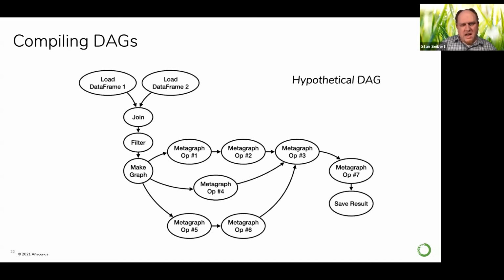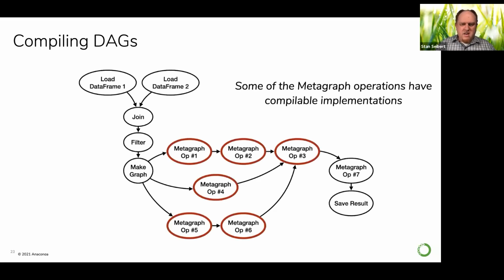So let's say we have a hypothetical Dask task graph, a hypothetical DAG, where we're loading some data frames, we're going to do some joining and filtering, and we make our graph, and then we do a bunch of stuff in Metagraph, and then finally we save the results. So this could be a DAG you might build in a notebook. And if we look at the Metagraph dispatch information, we might see that there have been some compilable implementations registered with Metagraph. So you can tag an implementation and say, this can be compiled by this compiler backend. And these highlighted nodes might be in that category of being compilable in principle.